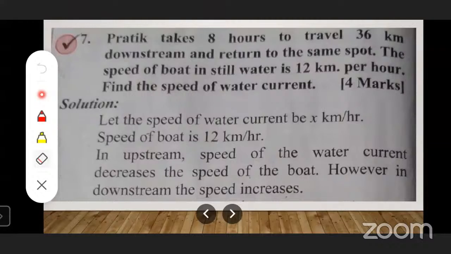Pratik takes 8 hours to travel 36 kilometers downstream and return to the same spot. The speed of the boat in still water is 12 kilometers per hour. Find the speed of the water current. This particular question carries 4 marks in the board exam. Now, if you see this sum very carefully, it is about time, distance and speed, kilometers and distance. So it is about physics.